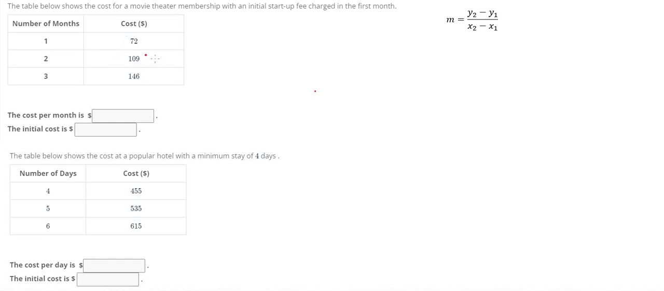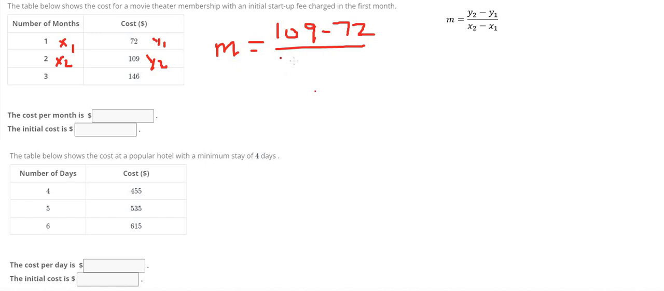So let's use the 109 as my second y, the 72 as my first y. My second x is going to be 2 months, and my first x is going to be the 1 month. So when I take these values and put them into the equation for the slope, we're going to have 109 minus 72 over 2 minus 1. 109 minus 72 is 37, and 2 minus 1 is 1, so this is just 37. So the cost per month is going to be $37.